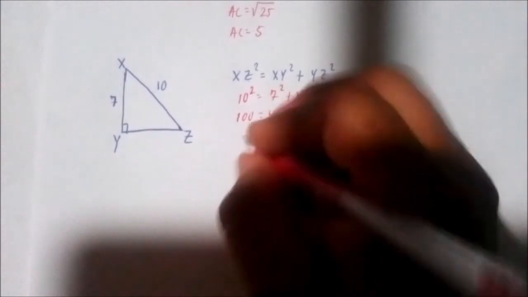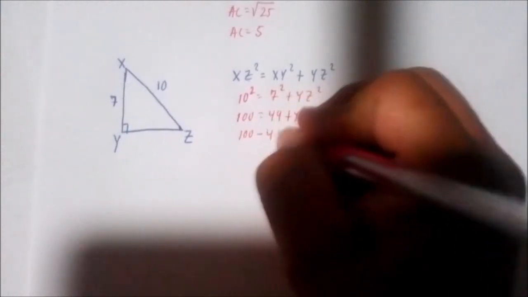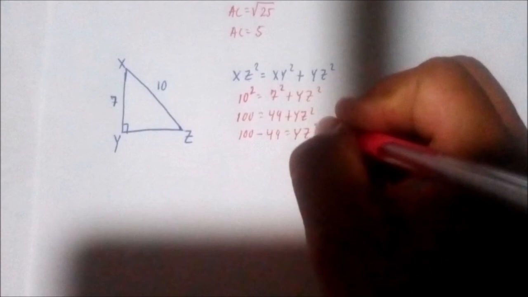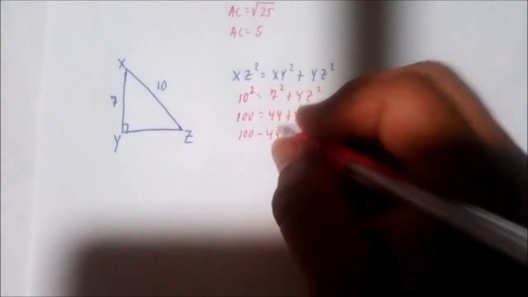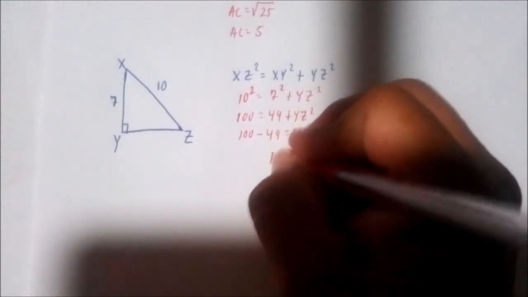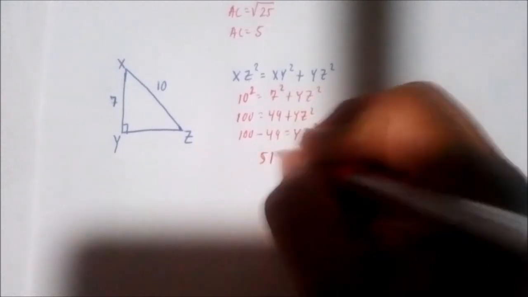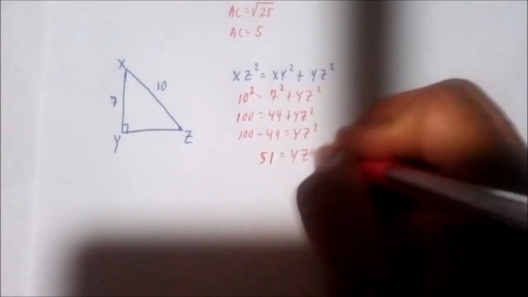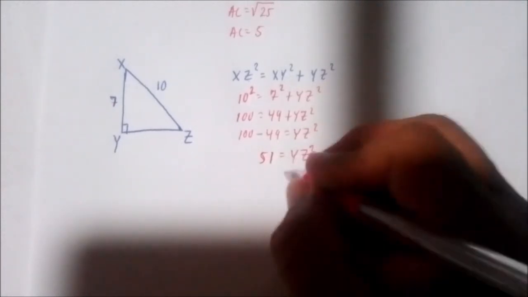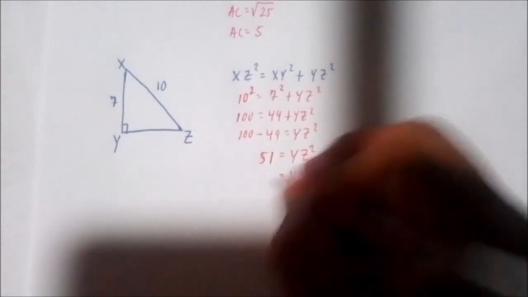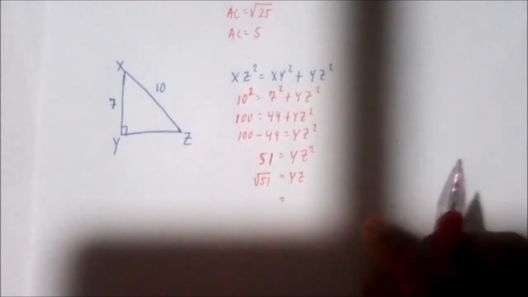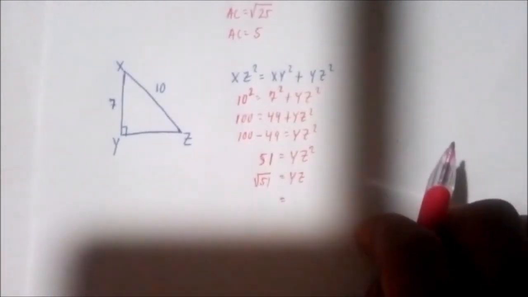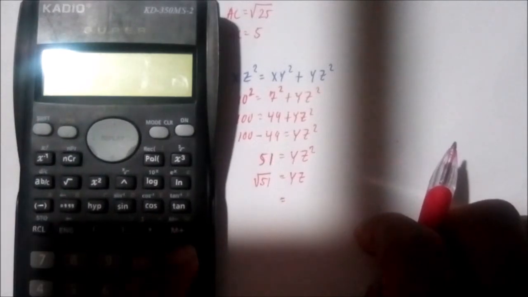Bring the 49 over, we end up with 100 take away 49 equals YZ squared. Okay, so now 100 take away 49 will give us 51 equals YZ squared. So now find the square root of both sides. We know that YZ is equal to the square root of 51. Now here is where you will need to use your calculator. So you bring your calculator and you find the square root of 51.